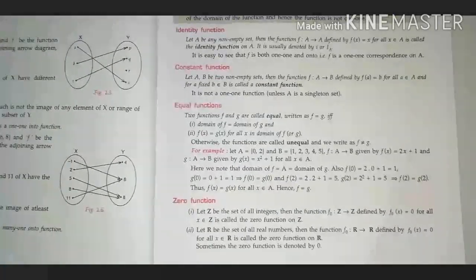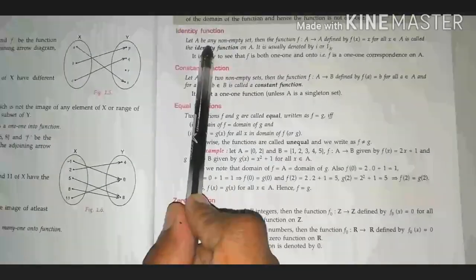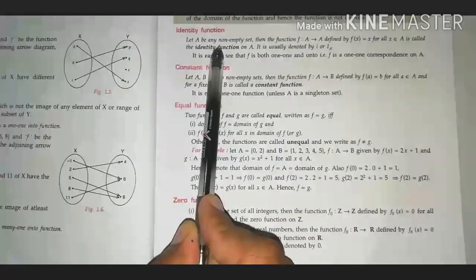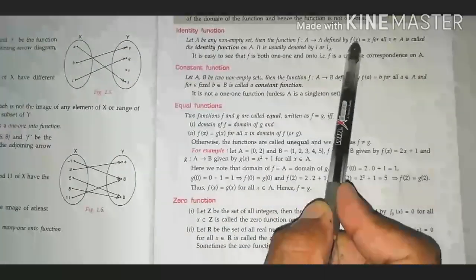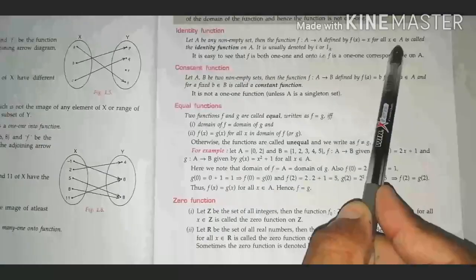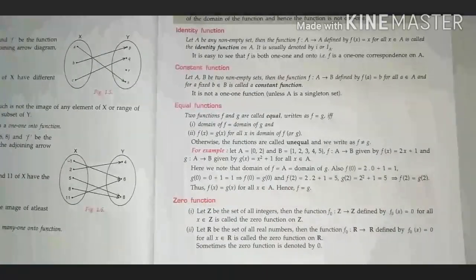Next, a few more types of functions. The first one is the identity function. What is its definition? Let A be a non-empty set, then the function f from A to A defined by f(x) = x for all x belongs to A is called the identity function on A. What is the meaning of that?